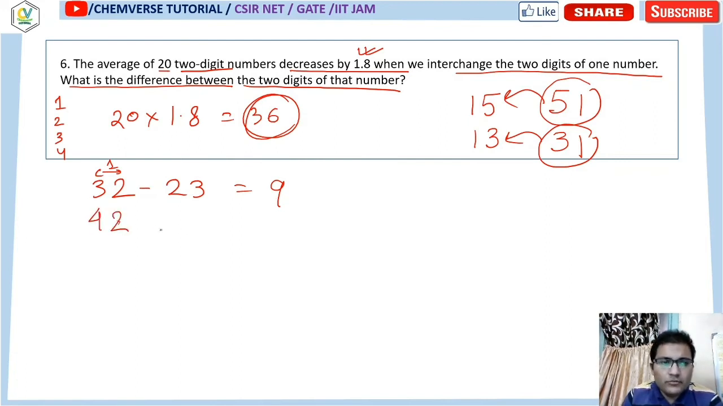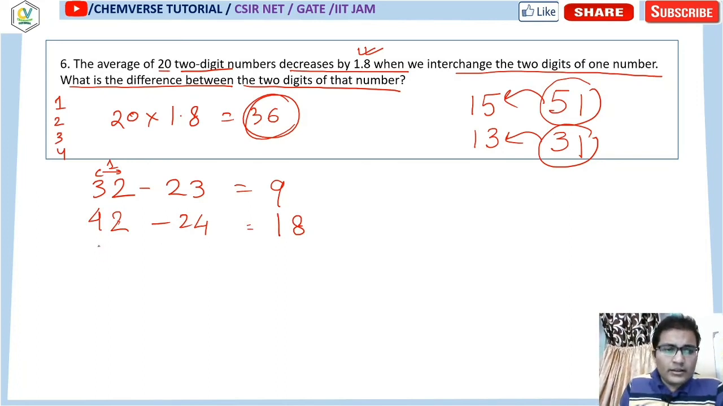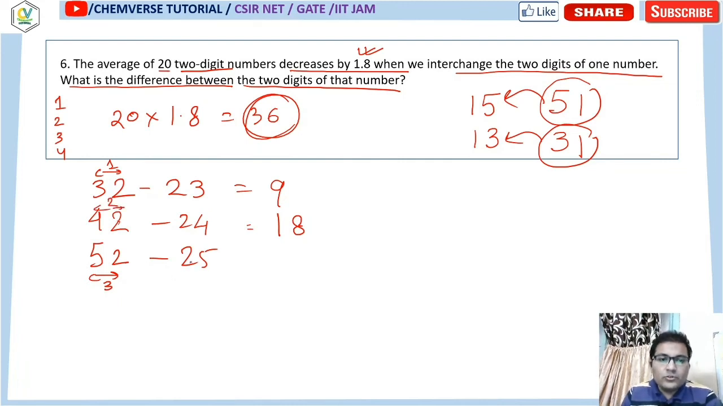42 minus 24. Now what actually is happening over here? It will be 8 and 18. So 18 does not match with the 36. Now I am taking 52 and 25, because now the difference between these two digits is 3. In the previous case it was 2. So overall in this case we can see that the difference is 27.